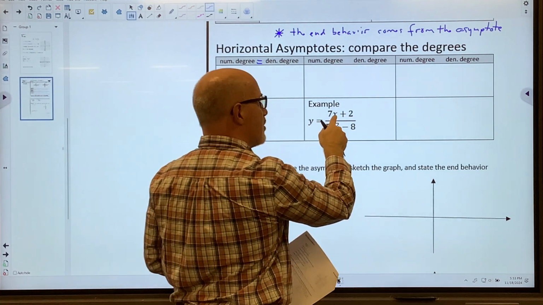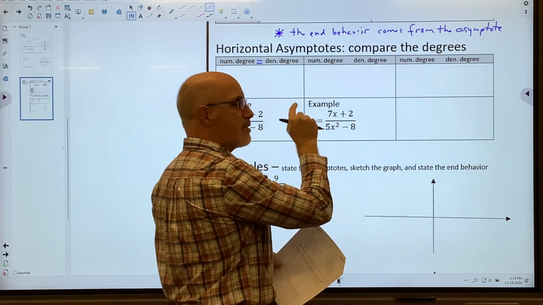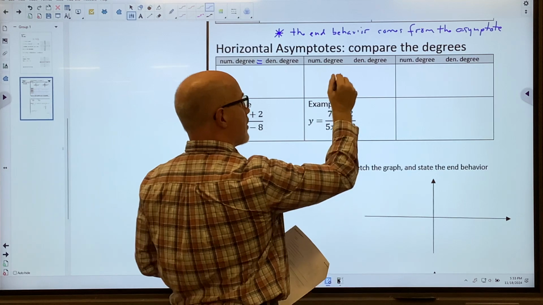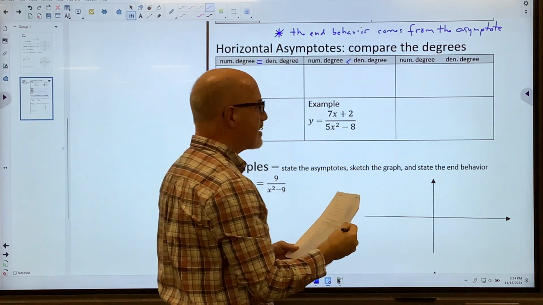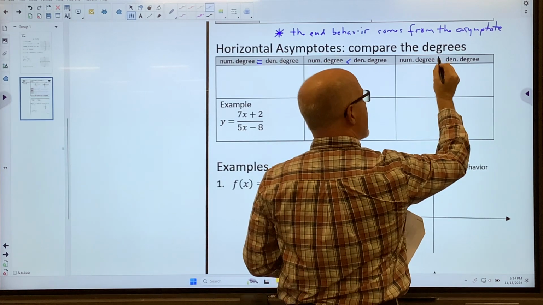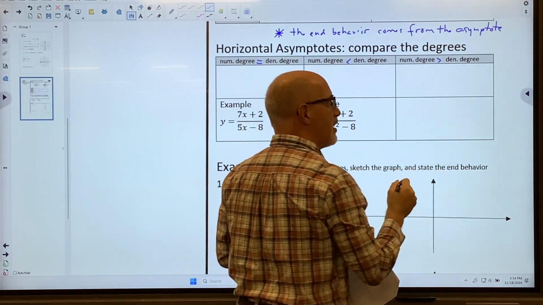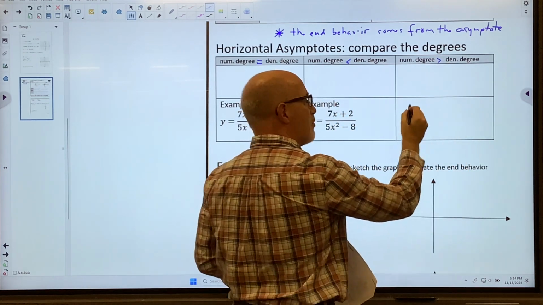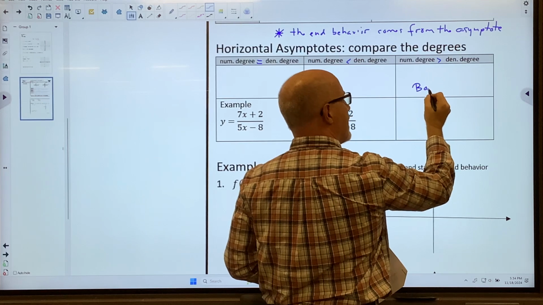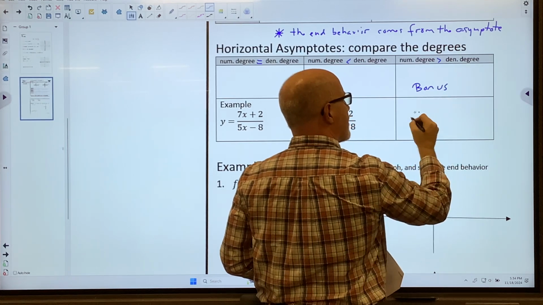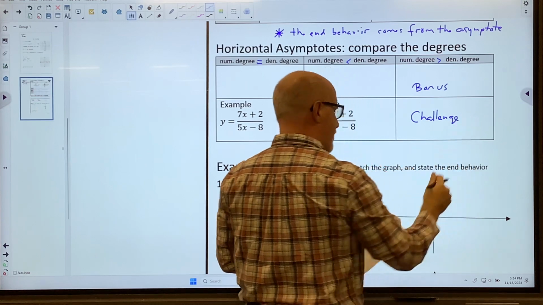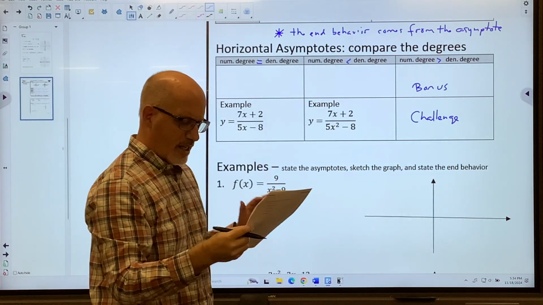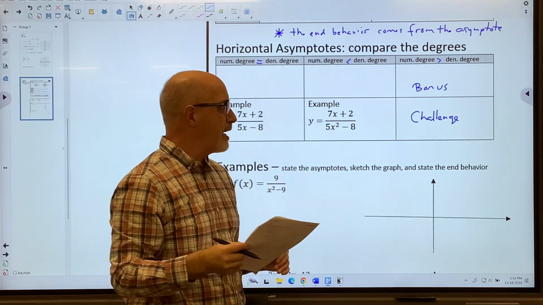This one, notice that the numerator degree is smaller than the denominator degree. So I'm going to put a less than symbol here. And then lastly, when the numerator degree is greater than the denominator degree, I'm going to call that a bonus for right now. That's going to be a challenge, okay? So we're going to wait for this for later, just to work through what that looks like, okay?